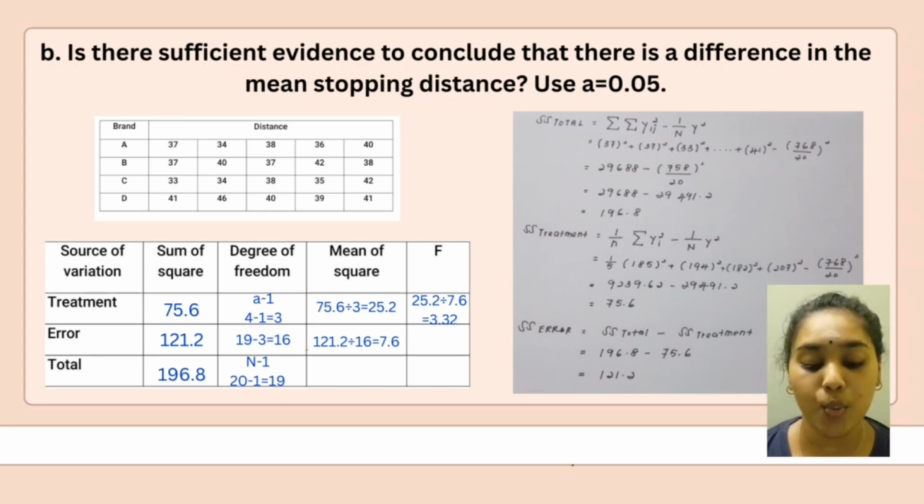So how do we get the F value? By mean square treatment divided by mean square error, which is 25.2 divided by 7.6, and we get 3.32. So did we answer the question? No, we should answer it more, which is the last part.